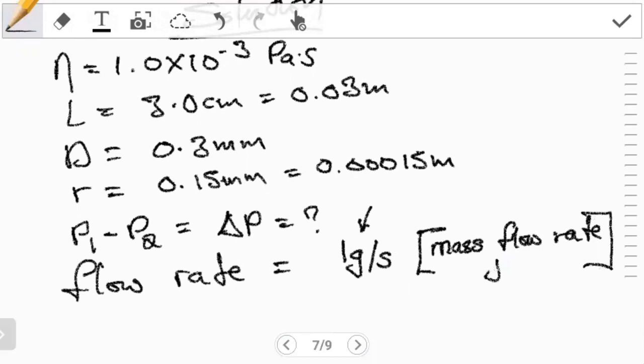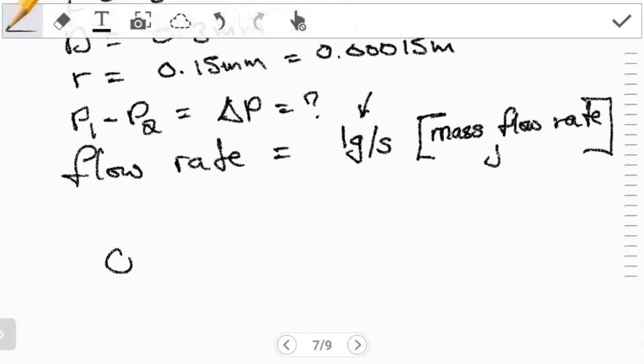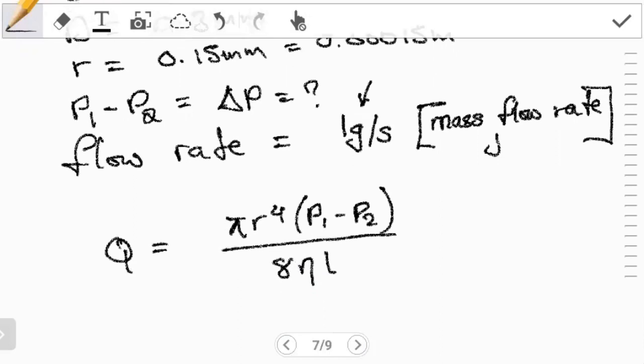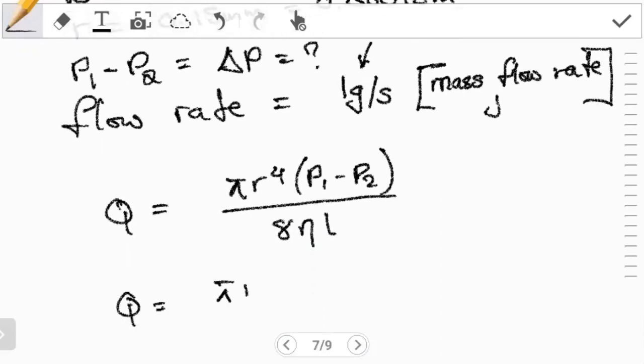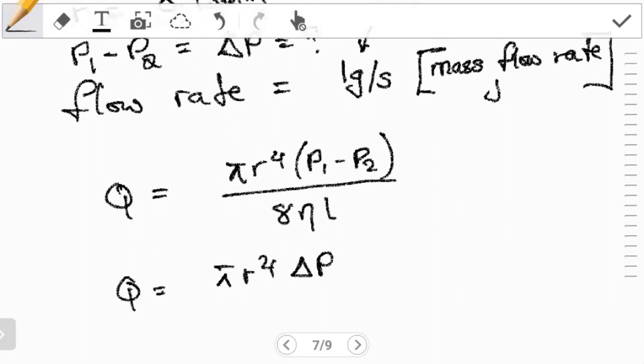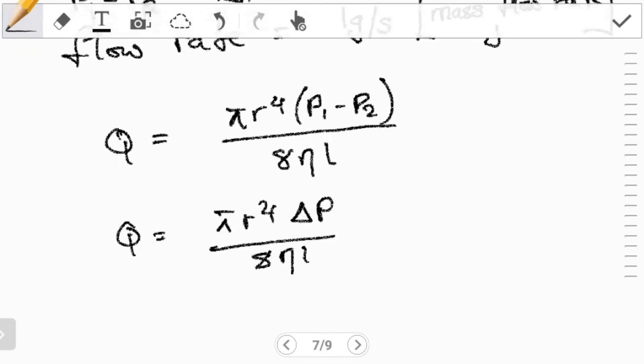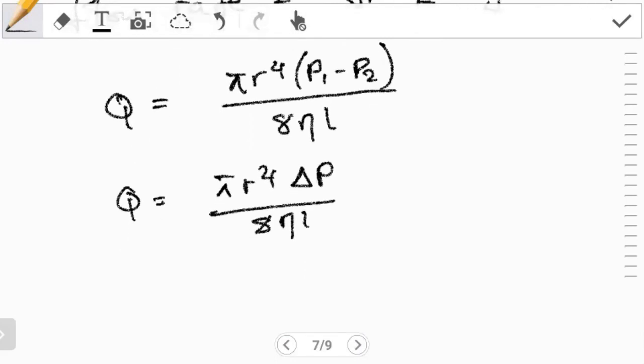So in Poiseuille's equation, what we have is the Q, and then we have pi r to the 4. So initially we have P1 minus P2 divided by 8, the viscosity multiplying the length. So I can just rewrite this so that now I have Q equals pi r to the 4, where I have P1 minus P2, this is just my change in pressure, divided by 8, the viscosity multiplying the length of the tube. Okay, now this Q here, as we pointed out earlier, is the volume flow rate.